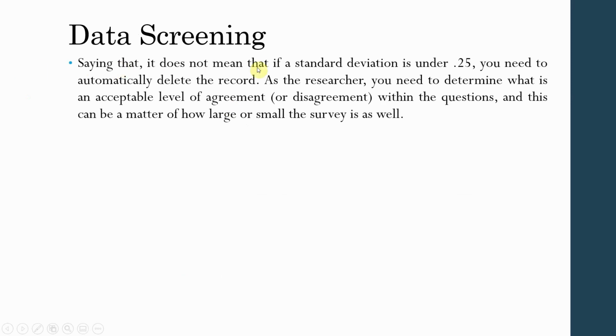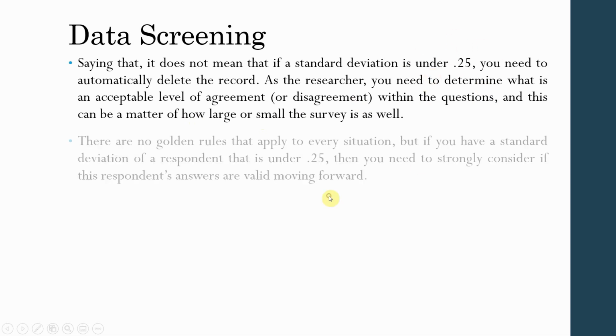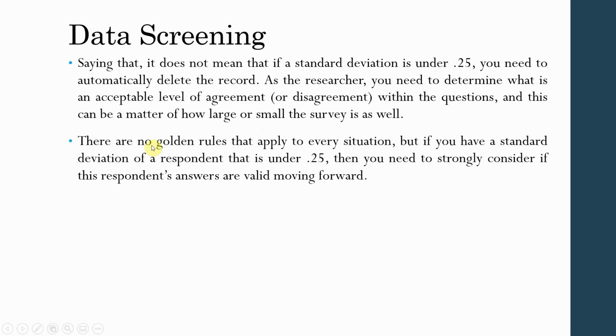Now saying that, it does not mean that if the standard deviation is under 0.25, you need to automatically delete the record. As the researcher, you need to determine what is an acceptable level of agreement or actually disagreement within the question. And this can be a matter of how large or how small the survey is as well. So if it's a large survey or a small survey, the value of standard deviation might change. But this is a rule of thumb. There is no golden rule that you can apply to every situation. But if you have a standard deviation of a respondent that is less than 0.25, then you need to strongly consider if the respondent's answers are valid. And then obviously you move forward.